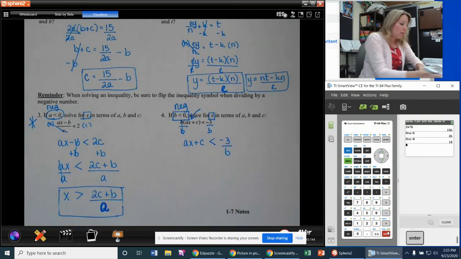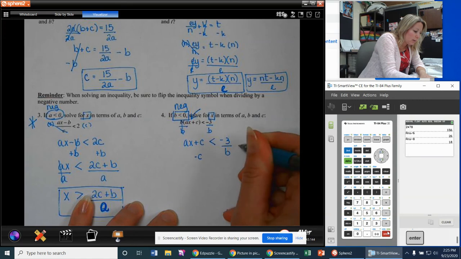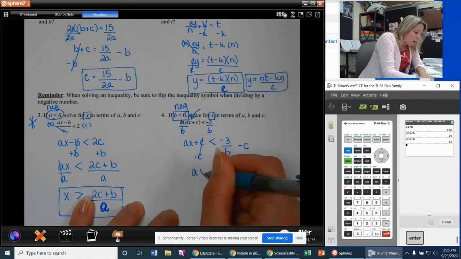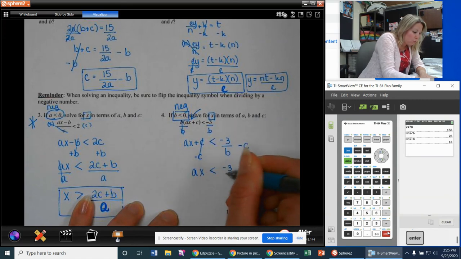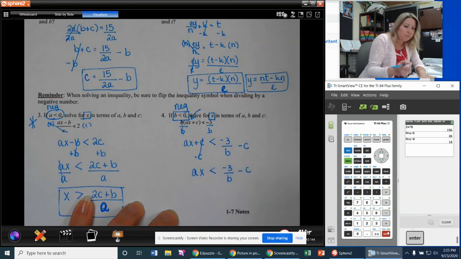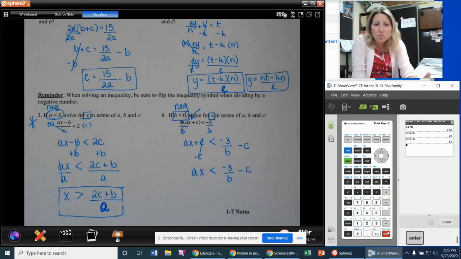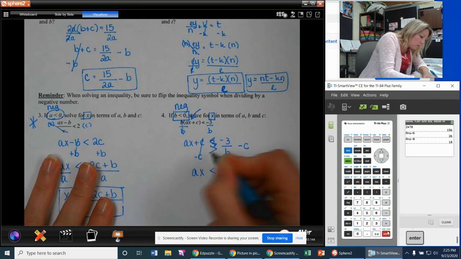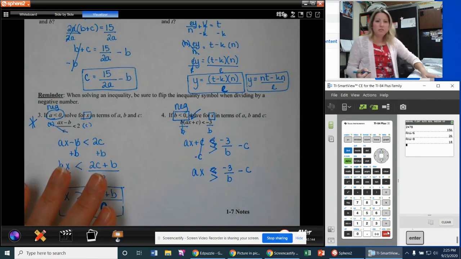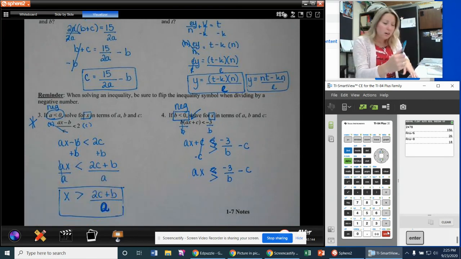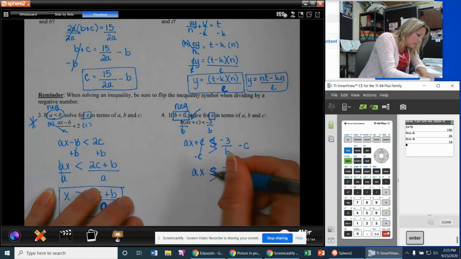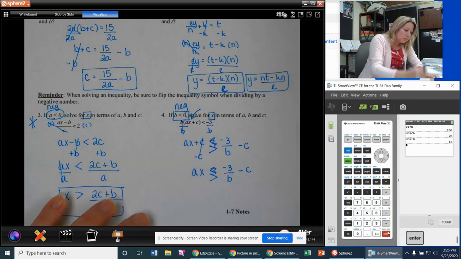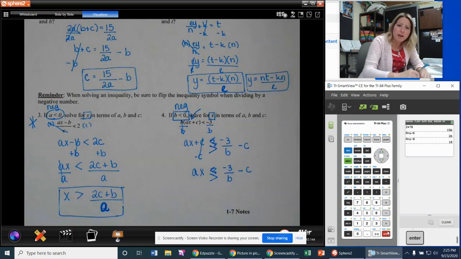All right, now let's just subtract c from both sides. Ax is less than negative 3 over b minus c. Oh no, what did I do? Right from the get-go, I just got done saying it to all of you. This needs to be a greater than. See, you gotta watch it. I multiplied by b right away. There you are. Have to flip that sign.